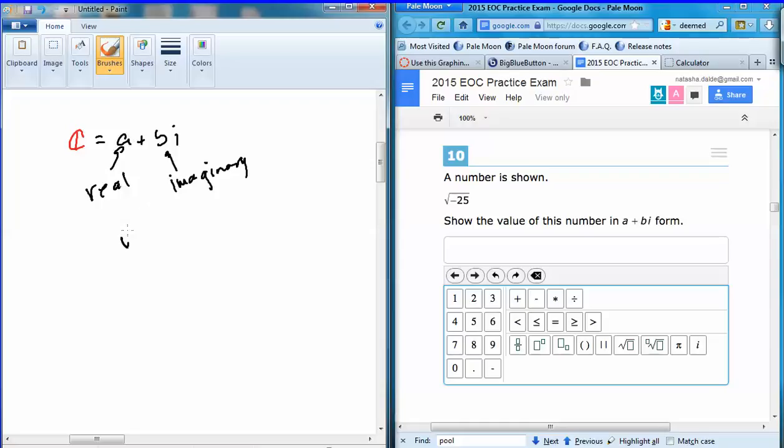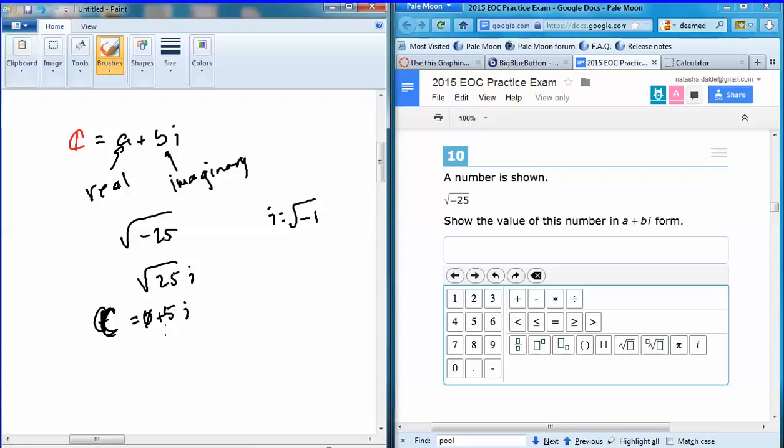Now, the square root of negative 25 is equal to, well, you can pull out the negative if you add in an i, because that's what i is equal to, the square root of negative 1. And then the square root of 25, that's just 5, so your answer is 5i. In this particular case, your complex number is equal to 0 plus 5i. The real part is 0. The 5 is the imaginary part.